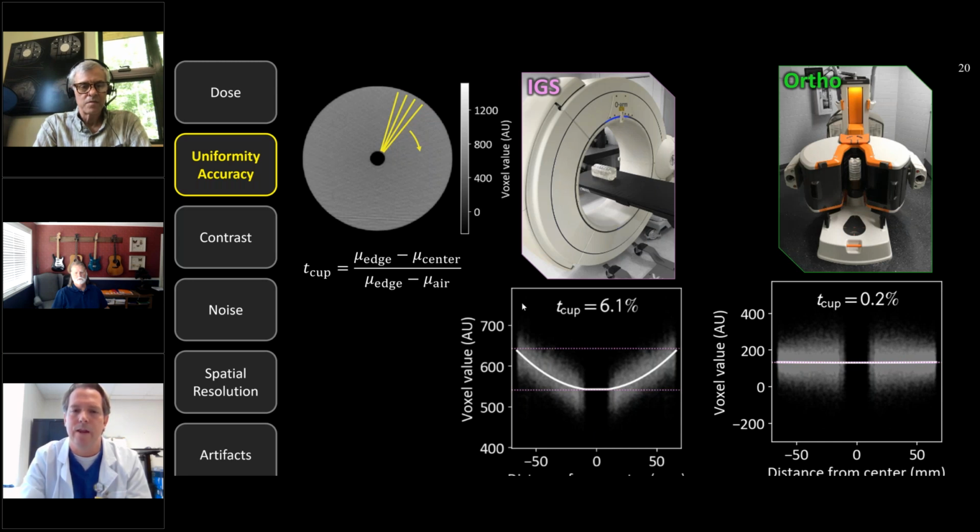So this is a line profile through that image, right? Deeper cupping and then a relatively flat image. The hole in the middle, of course, is the hole for the ion chamber.